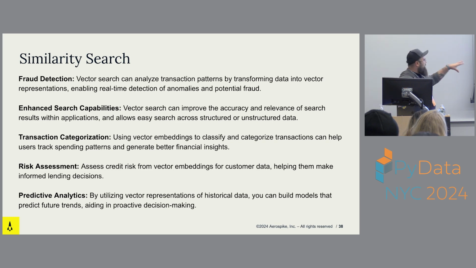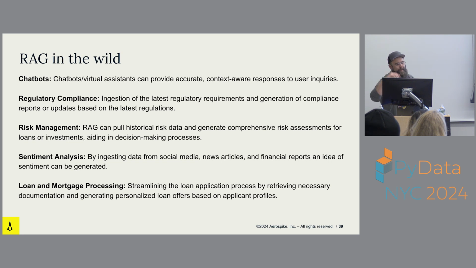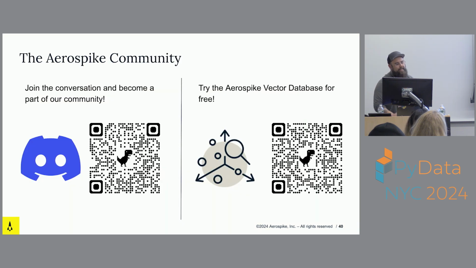Transaction categorization, risk assessment, predictive analytics, and then RAG, so chatbots. You can use these for regulatory compliance, risk management, sentiment analysis, loan and mortgage processing, all sorts of fun stuff. So that is all I have.